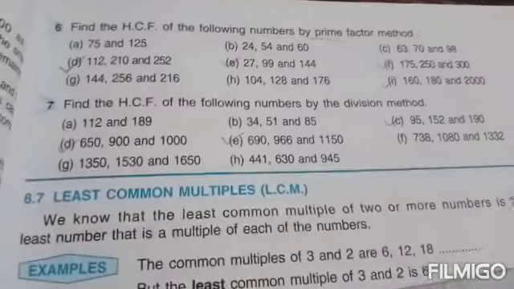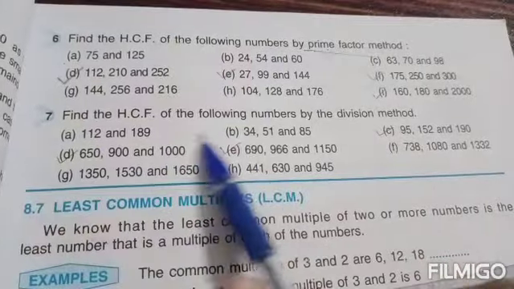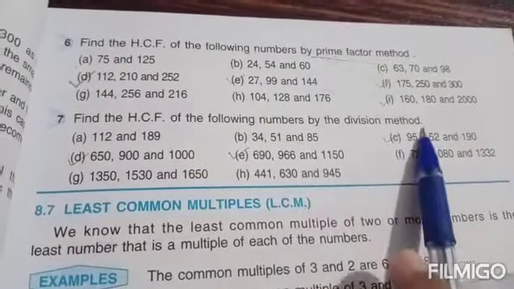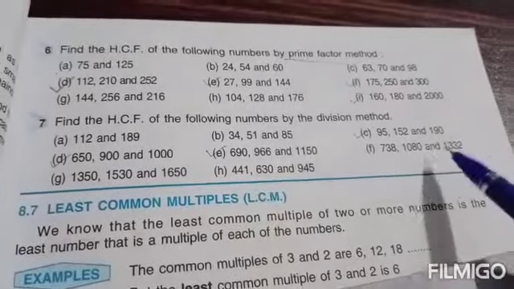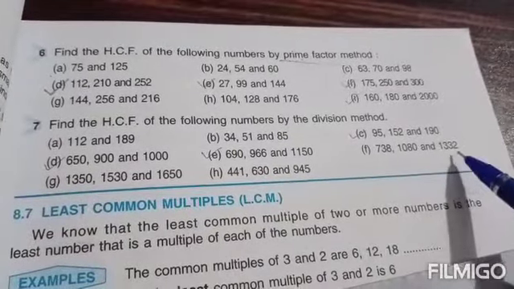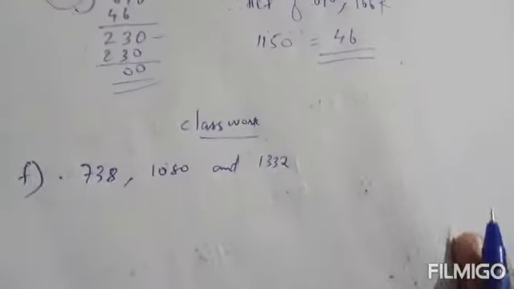Okay. Now let's start today's class. Seventh question, find the HCF of the following numbers by the division method. In that, F: 738, 1080 and 1332. Okay, so we know how to find the HCF by the division method.